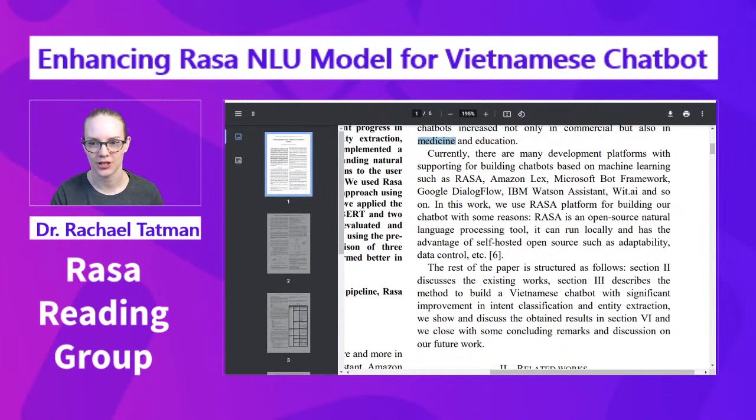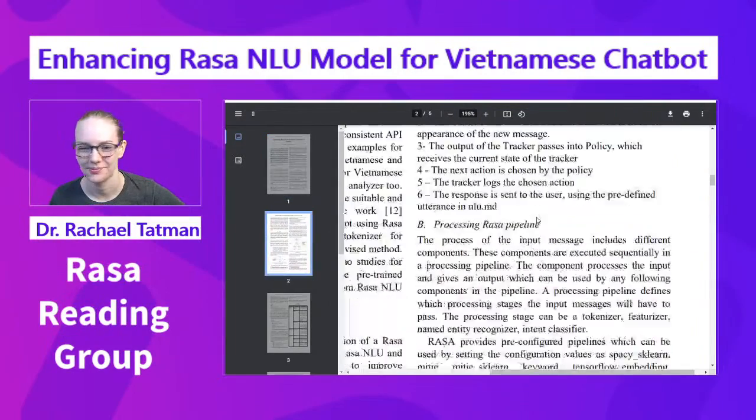So, how do you build chatbots? Lots of options. Some of the ones you have currently: Rasa, that's us. Amazon Lex, Microsoft Bot Framework, Google Dialogflow, IBM Watson, Wit.ai, and so on. In this work, we use the Rasa platform for building our chatbot for these reasons. Rasa is open source. It can be run locally, so you don't have to pay for server time. And it has the advantages of self-hosted open source, such as adaptability, data control, etc. I also think those are advantages of Rasa.